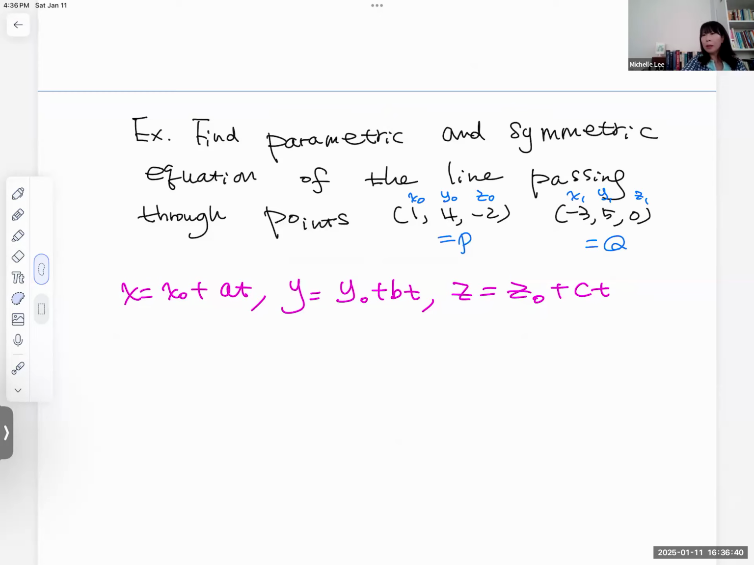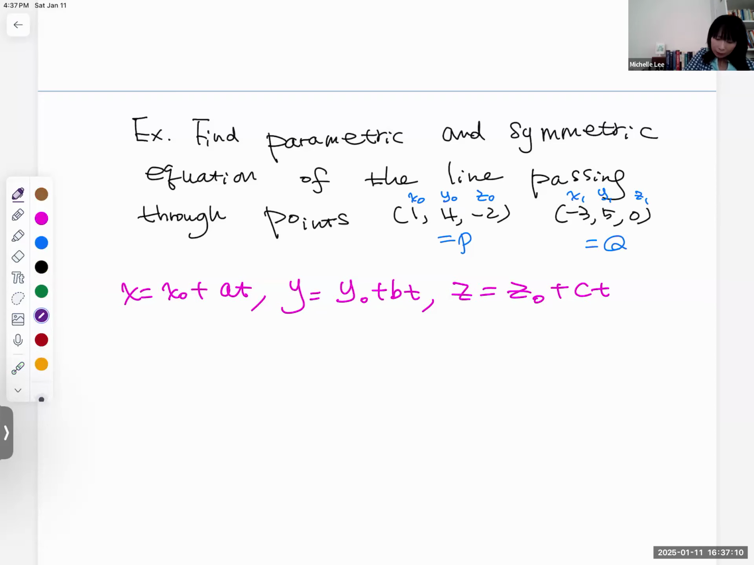Okay, in order to find the parametric equation, we have to know a, b, c, and then we have the x naught, y naught, z naught, right? So there will be x naught, y naught, z naught. Okay, so how do you find the vector components a, b, c?